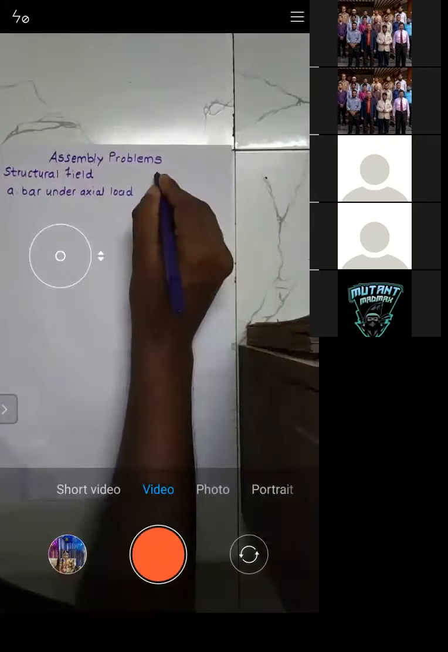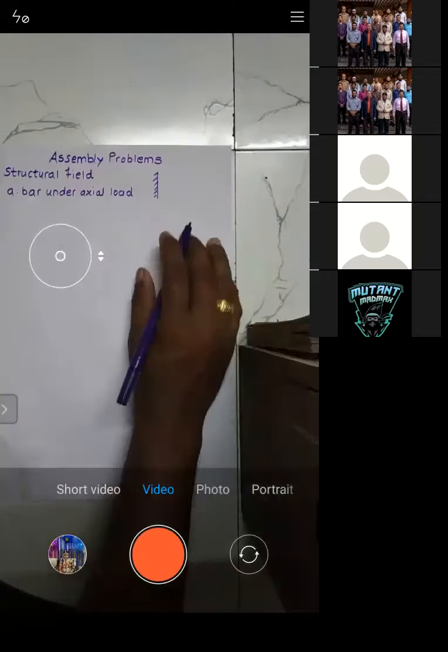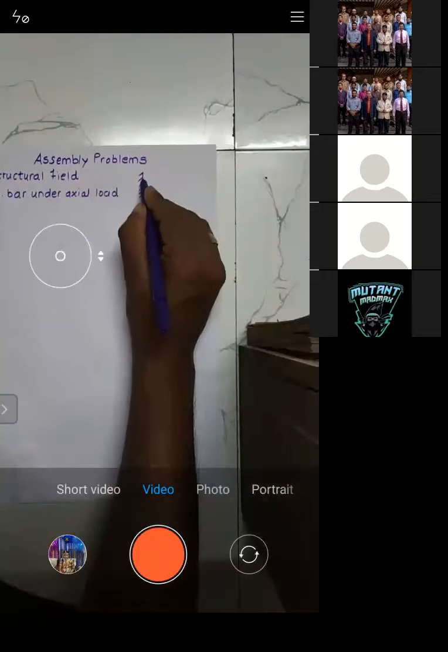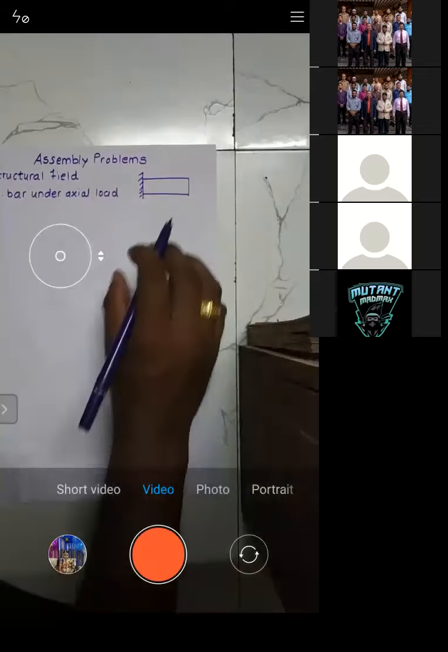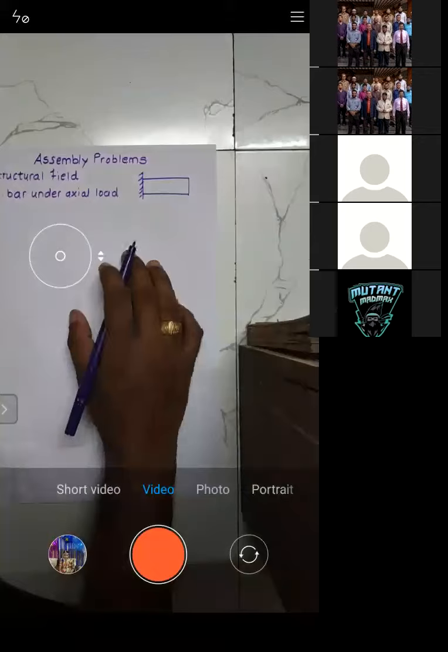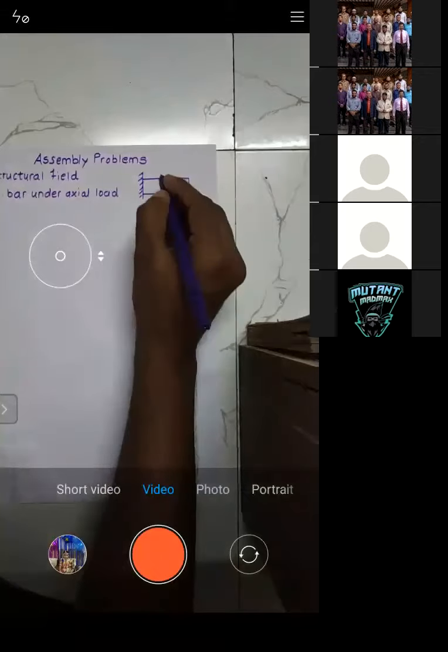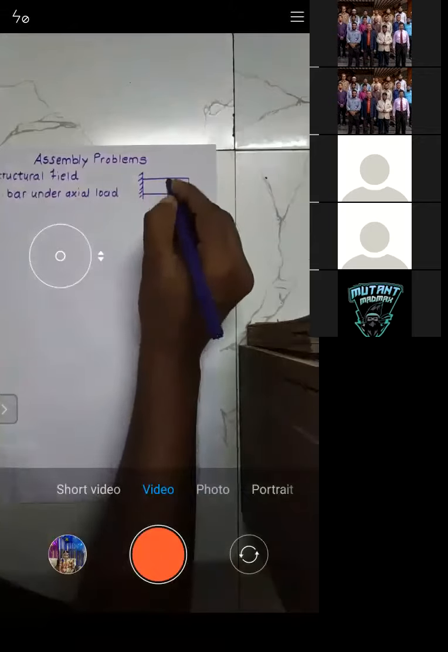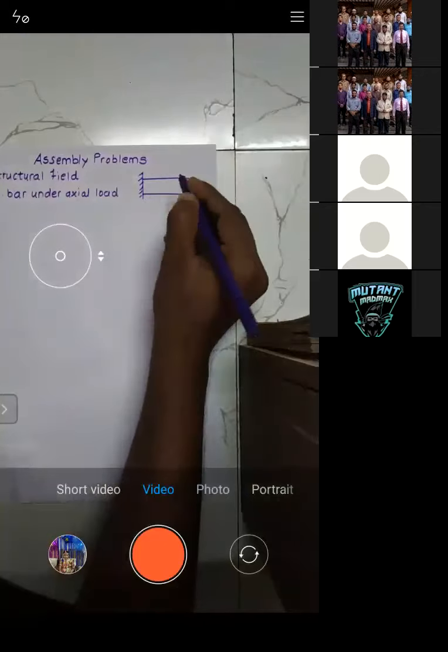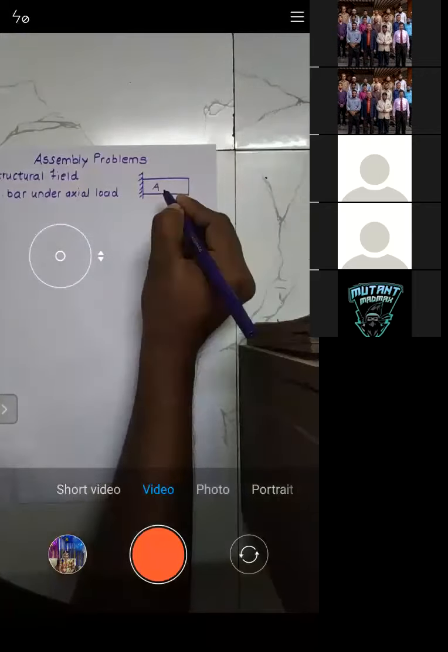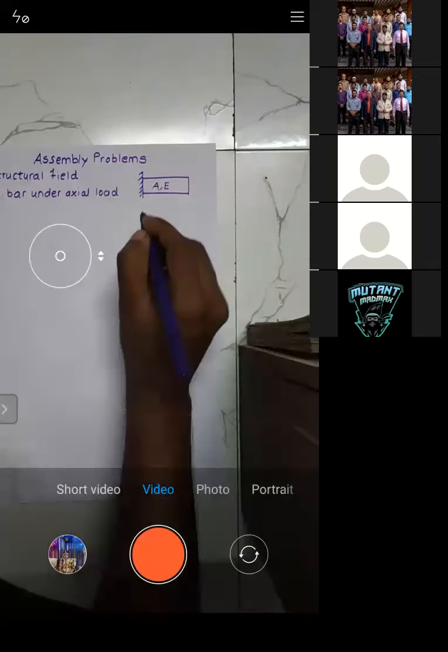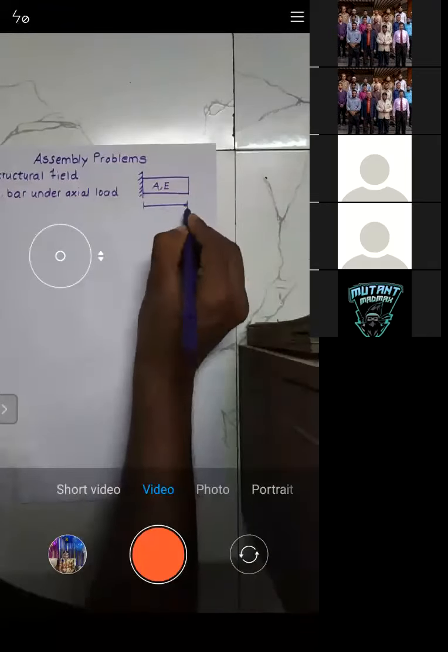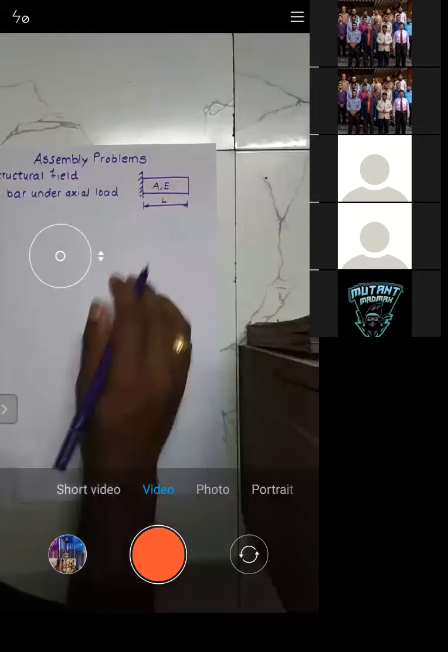Let's consider this fixed support. To this fixed support, let's say I have attached one bar. This is a bar of uniform cross section, having cross-sectional area A and modulus of elasticity E, and let's say this bar is of length L.